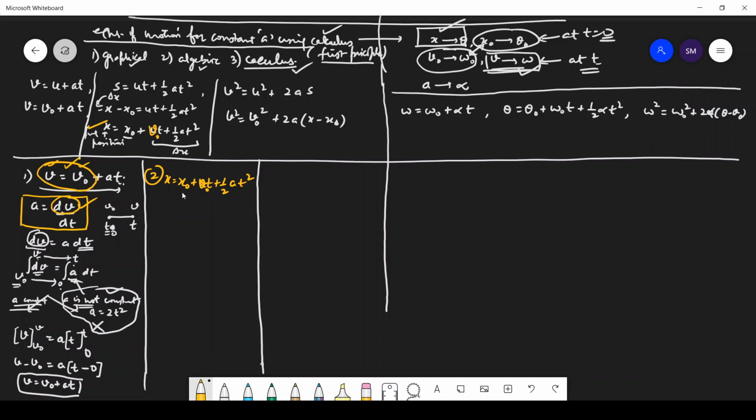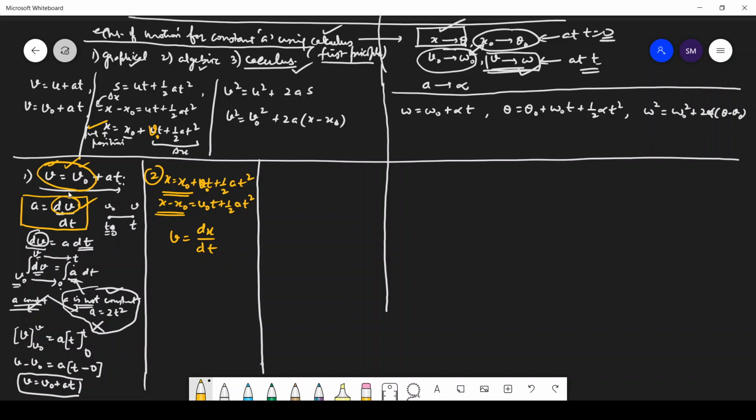Now what is the hint that you got here? What do you need? Here you need v and v naught. Here you need x and x naught. And definitely this is x minus x naught is equal to v naught t plus half at square. So tell me, you need a formula which contains dx. So which formula contains dx? Tell me. Yes, very good. So v is equal to dx by dt.